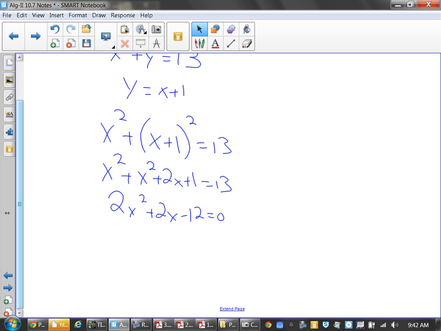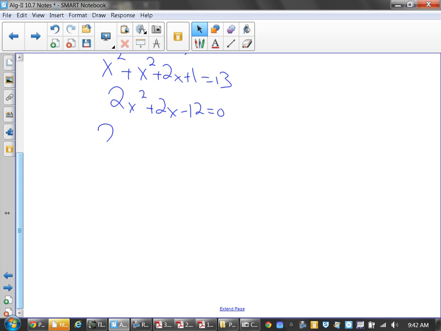What's your first rule of factoring? GCF. What's my GCF? 2. Factor out the 2, and I have x squared plus x minus 6 equals 0. What can I do with that 2 now? I can get rid of it. The reason I can get rid of that 2 now is because it's set equal to 0. If I divide both sides by 2, it just goes away, because 0 divided by 2 is 0.